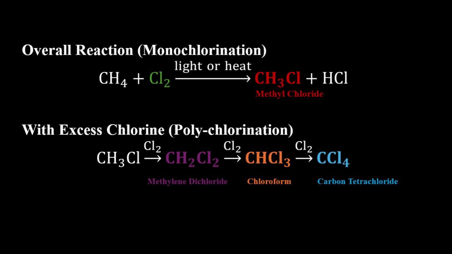But if you have excess chlorine, the reaction doesn't stop there. The product can keep reacting. Methyl chloride becomes methylene dichloride, then chloroform, and finally carbon tetrachloride. So to get just one product, you need to control the amount of chlorine. Otherwise, you get a mixture of polychlorinated products.